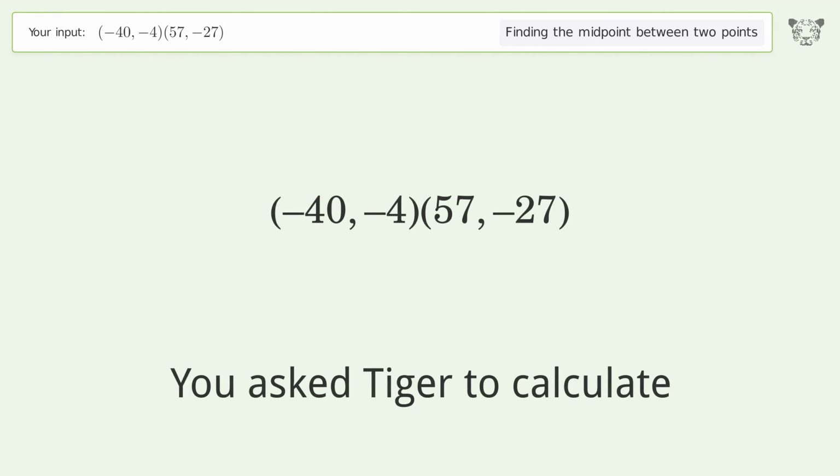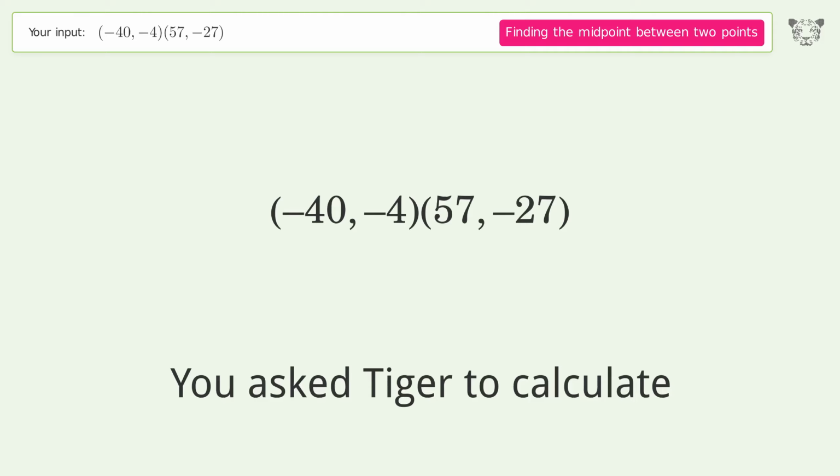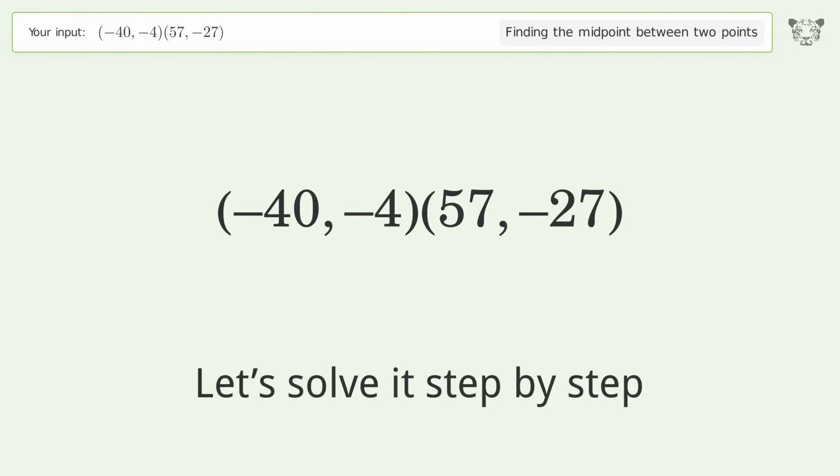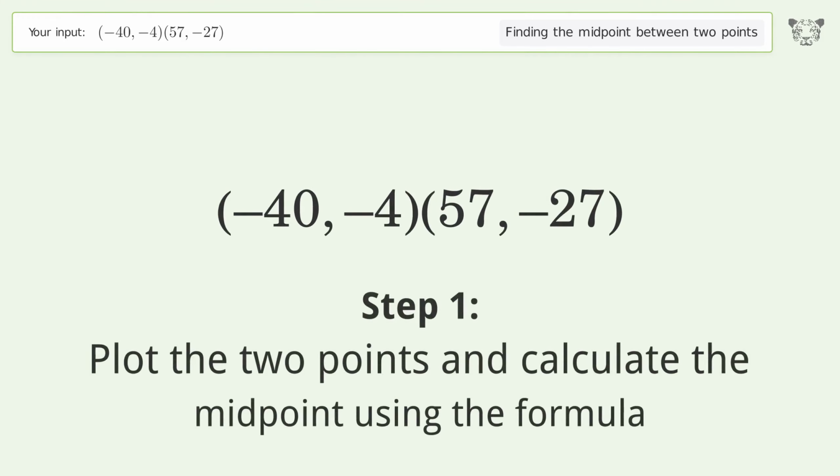You ask Tiger to calculate. This deals with finding the midpoint between 2 points. The midpoint between the 2 points is 8.5, negative 15.5. Let's solve it step by step. Plot the 2 points and calculate the midpoint using the formula.